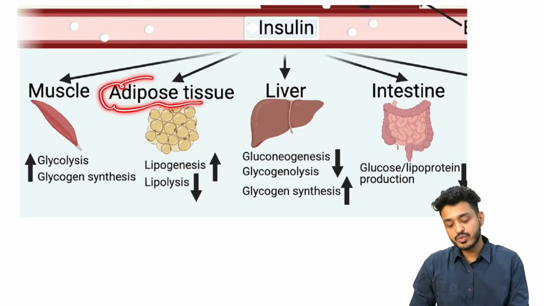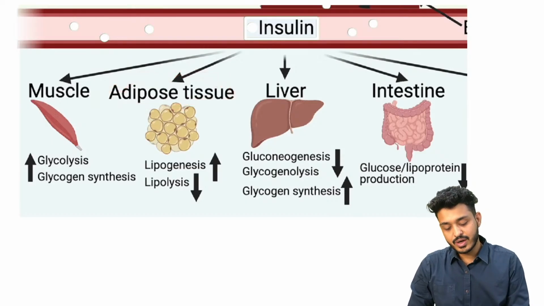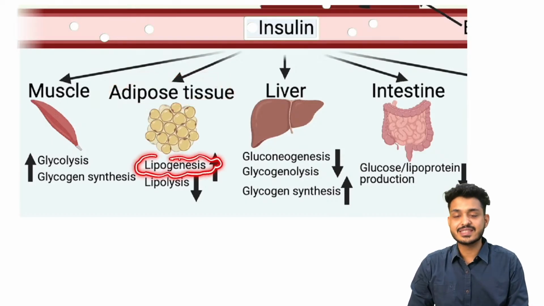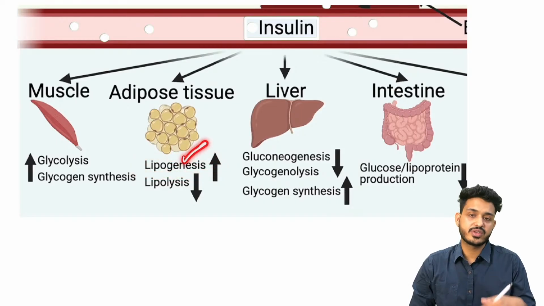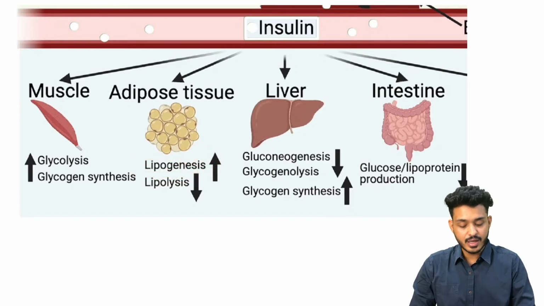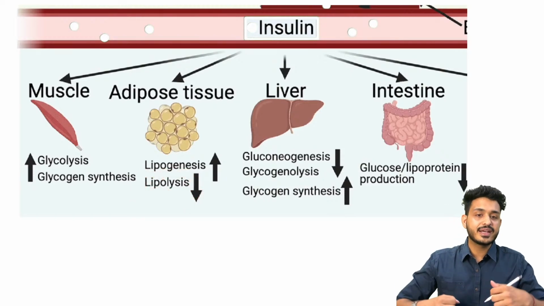In adipose tissue, what is going to happen? Increase in lipogenesis. Lipogenesis means fat production. You will have extra fat production. Lipolysis will be decreased, and you will be getting fatter, right?